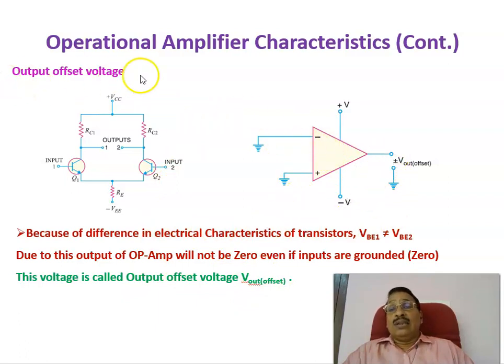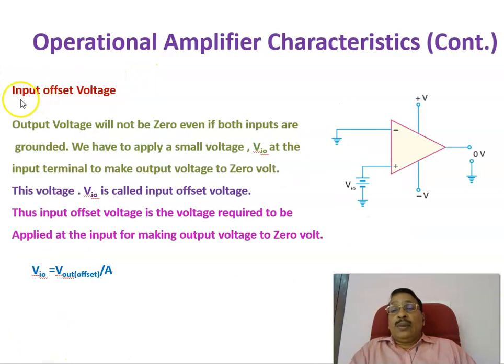That voltage we call the output offset voltage of an operational amplifier. Now the input offset voltage: as we have seen in the previous slide, even when the inputs are grounded, the output is not equal to 0. Therefore, in order to make the output voltage equal to 0, you may have to apply a certain voltage at the input side. Only then will the output voltage be equal to 0. That voltage we call the input offset voltage.